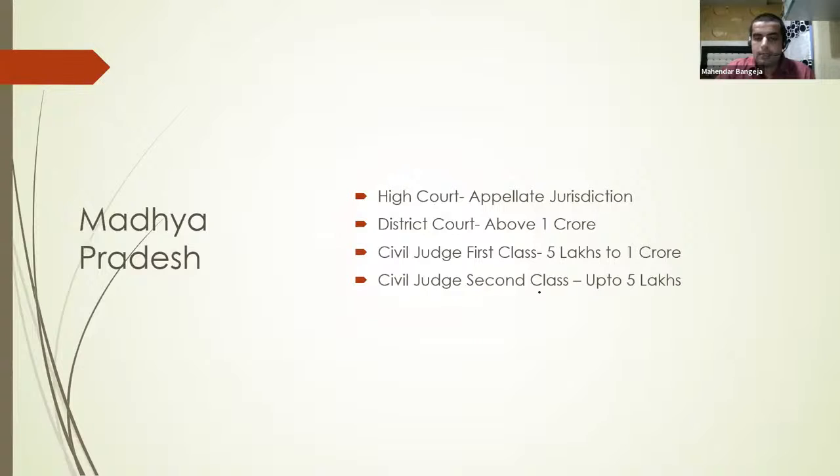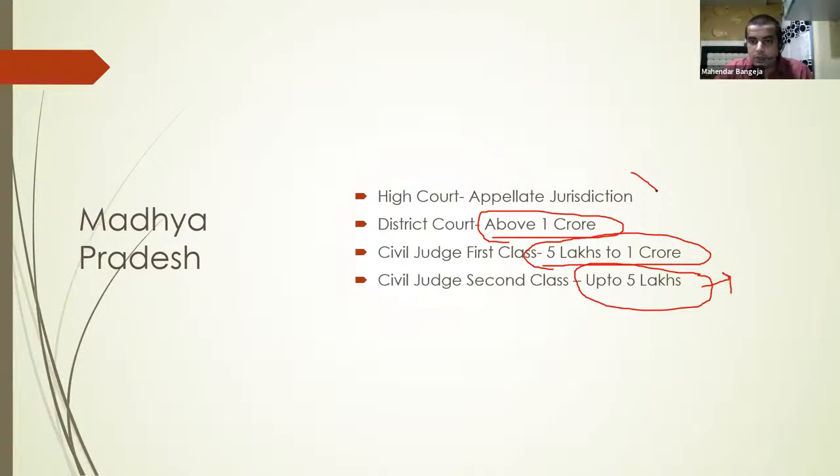In Madhya Pradesh, the civil judge second division has a pecuniary limit up to 5 lakhs. So 5 lakh के ऊपर he cannot try. और सिविल जज फर्स्ट क्लास के पास pecuniary jurisdiction है 5 lakhs to 1 crore, और डिस्ट्रिक्ट कोर्ट के पास pecuniary jurisdiction है above 1 crore, 1 crore के ऊपर. और हाई कोर्ट के पास कोई original jurisdiction नहीं है. मतलब in Madhya Pradesh you cannot directly file a suit before the high court, but only an appeal will lie. Clear? Because there is a reason to it, because district court के पास 1 crore के ऊपर की सारी jurisdiction है ना. So जो भी 1 crore के ऊपर के matters हैं, that will be heard by the district court.